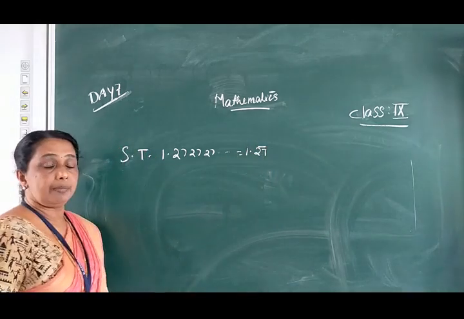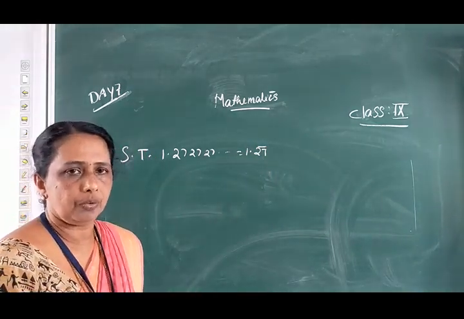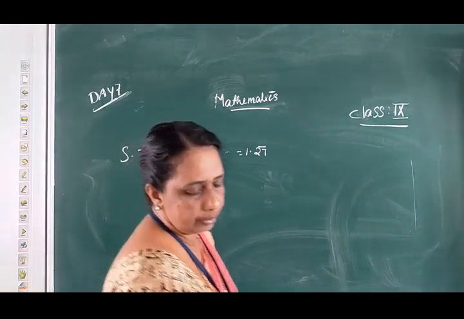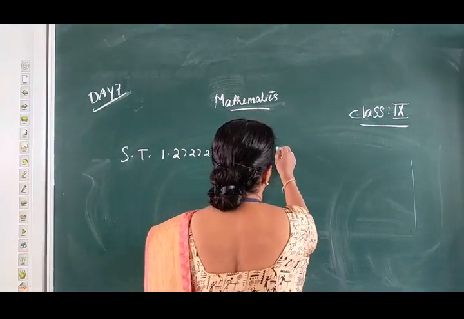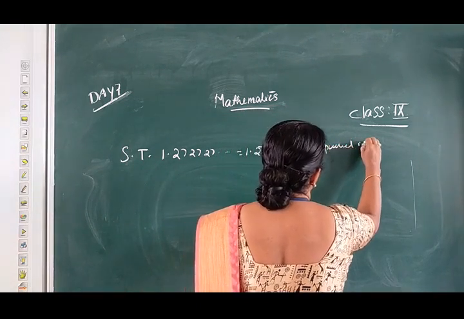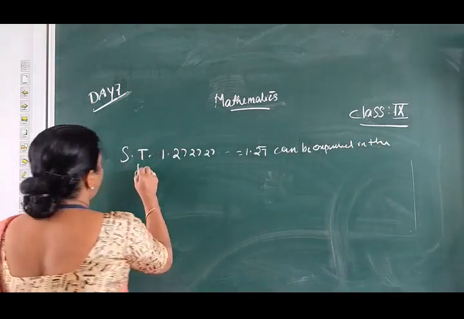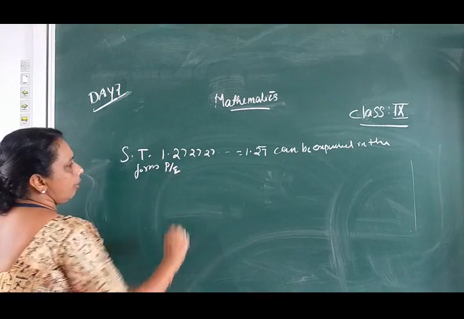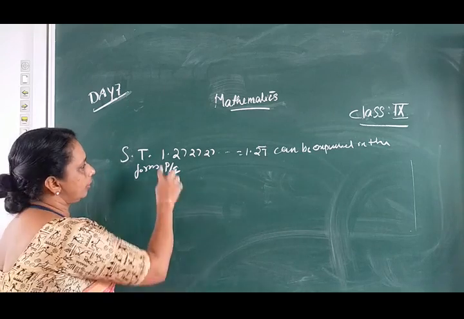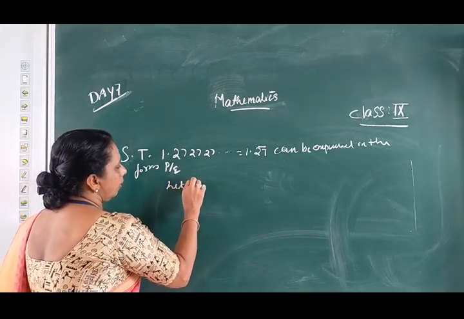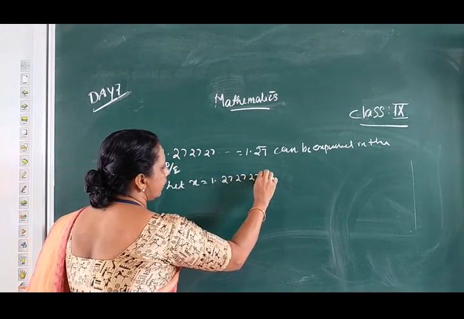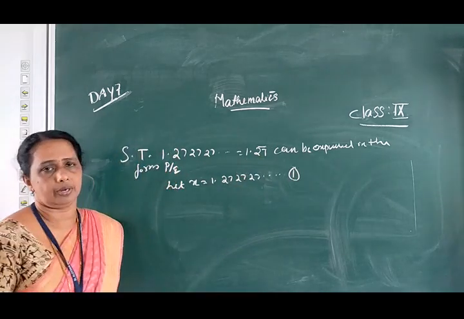1.27 bar can be expressed in the form p by q, where p and q are integers and q not equal to 0. Show that 1.272727 etc. can be expressed in the form p by q, where p and q are integers and q not equal to 0. Okay, you know the step. First we have to take, let the variable x is equal to 1.272727 etc.